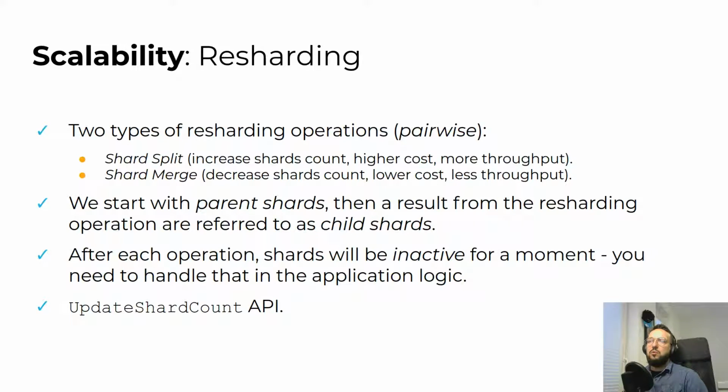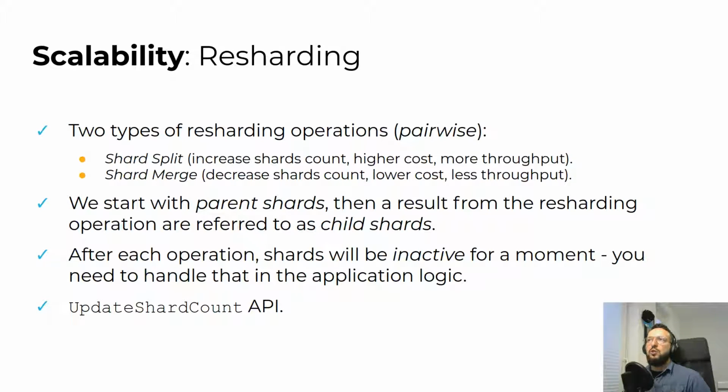Splitting is basically focused on increasing the shard count, so it has a higher cost because we pay for all those shards, but we have more throughput. If we merge shards, you are decreasing the overall count, and that leads to lower costs but also lower throughput. As I said, we start often with the parent shards, and the results of the resharding operations are referred to as children shards. After each operation, shards will be inactive for a moment, and your implementation needs to be aware of that fact. So you need to handle this situation in your application logic. If you are doing dynamic resharding operations, you need to be prepared that some shards may not be active when it comes to polling for the data or consumption.